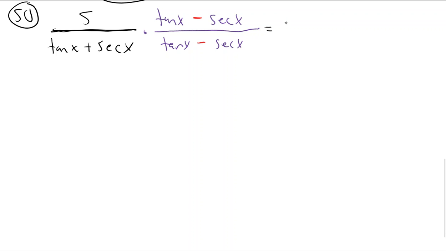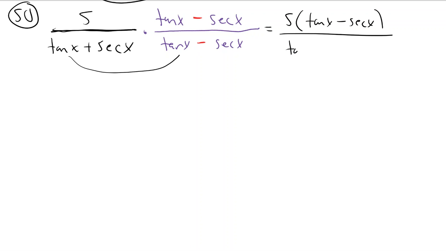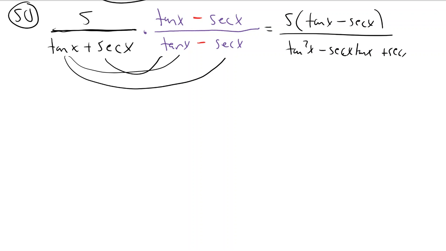So if we did that, we get 5 times (tangent x minus secant x). So the numerator is pretty easy to deal with. The denominator, these two terms times these two terms, you need to FOIL. So you get tangent squared. And the reason why we want these signs to be different is the next two parts of FOIL. This would be minus secant x tangent x, and then plus secant x tangent x, and then the last part of FOIL.